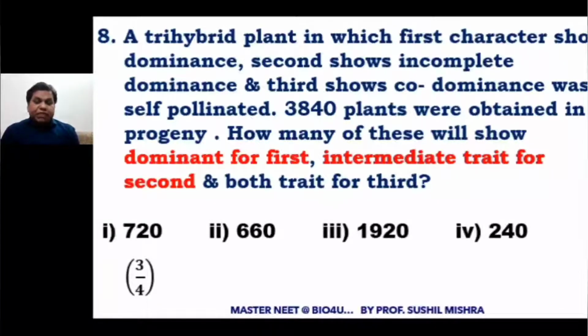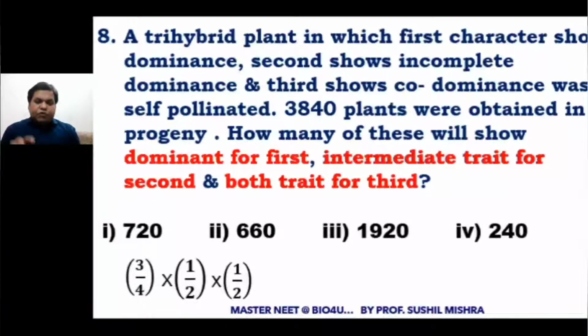Intermediate trait for second means pink color. What is the ratio? 2 by 4. 2 by 4 is 1 by 2. So into 1 by 2. And both the trait for third means again that cow example we have seen, roan example where red and white both are equally expressed, that again the ratio becomes 2 by 4. 2 by 4 means 1 by 2, so I multiplied with 1 by 2. So this is my proportionality which I get here.